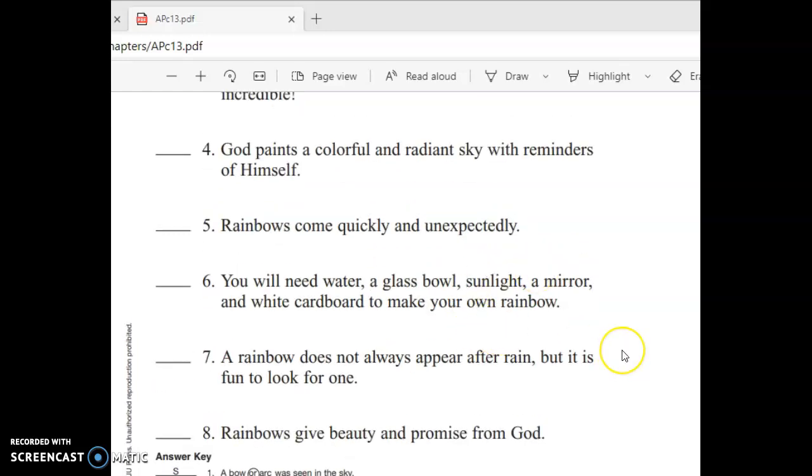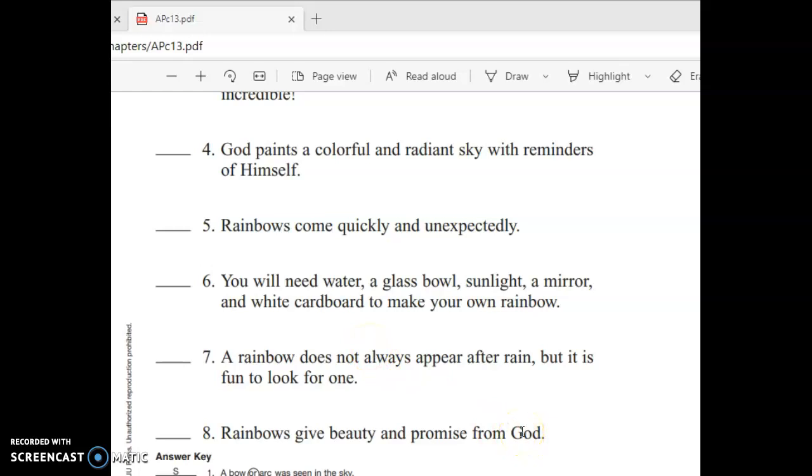All right, let's look at number 6. You will need water, a glass bowl, sunlight, a mirror, and white cardboard to make your own rainbow. Okay, so what is your conjunction in this sentence? And what is it joining? Hopefully you answered that and is your conjunction, and here you have direct objects: water, bowl, sunlight, mirror, and white cardboard. That's what receives the action of being needed. So you have a compound direct object.